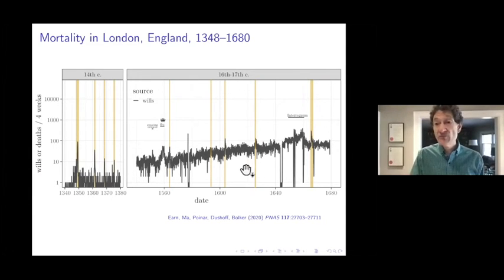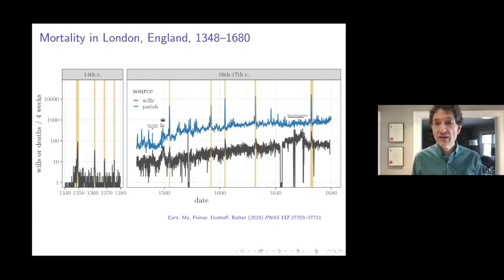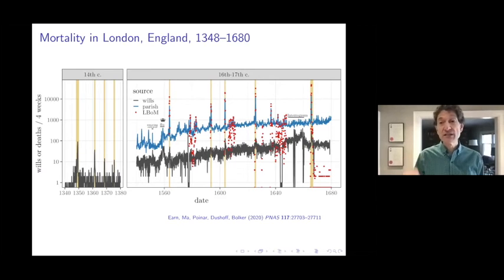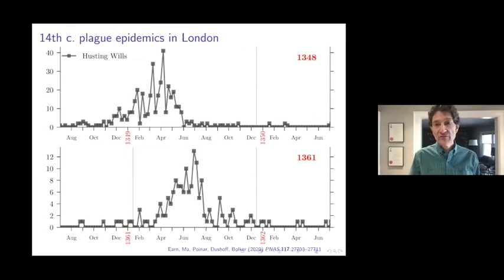Later, we also have wills, of course, which we've pulled together. And then we have the other sources of data from the parish registers and from the bills of mortality, which specifically say deaths from plague. Okay, and we can look at, for example, in the 14th century, this is the weekly pattern of wills written in 1348, 1361. We can see that this does suggest that we're picking up signal of the actual epidemics.